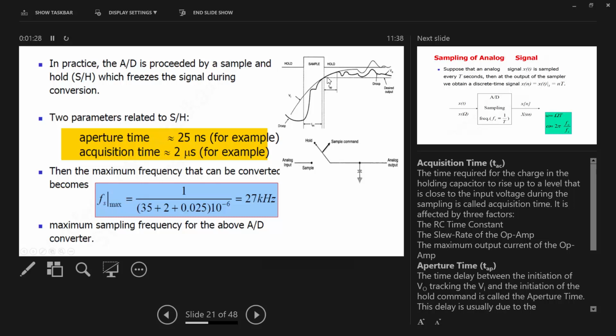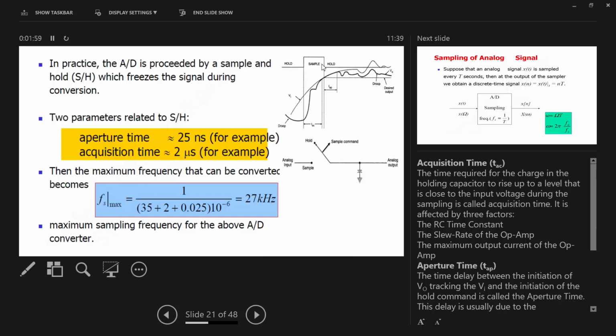Still now the hold has not come into action. It's only sampling taking place. There is a time delay between the initiation of the VO tracking the VI and the initiation of the hold command. Now this timing from this point to this point is the aperture time, when actually the output voltage of the sample and hold circuit starts tracking the input voltage. This is aperture time.